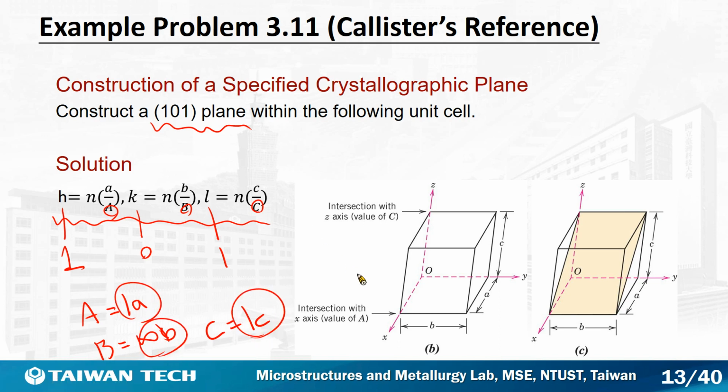Okay, so these are the intercepts. So for the x-axis, the intercept is 1. For the y-axis, no intercept. For c, the intercept is 1. Okay, so the plane must pass through these two points. And then it cannot touch the y-axis, so it will look like this.